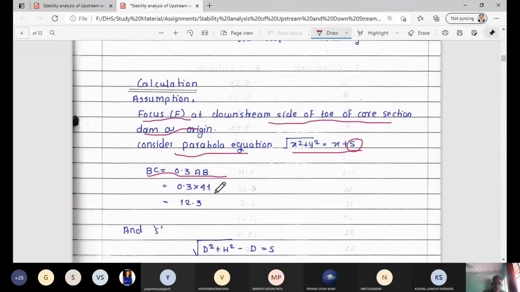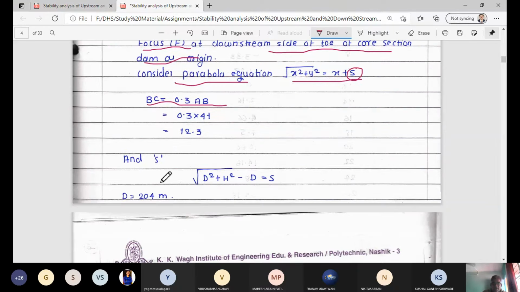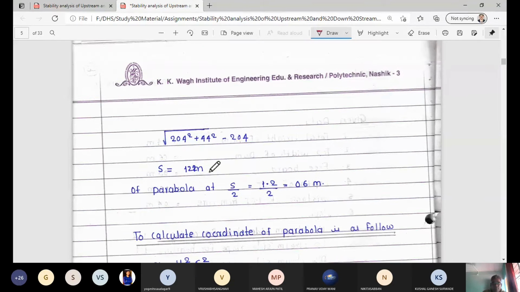So length is given 41, that means 12.3. This is the upstream side. Length of AB is given. It's a horizontal projection actually, sloping projection of this sloping side, and you calculate this 12.3 meter. Also find out the s value by using this equation. Square root of d square plus h square minus d is equal to s. d is equal to 204 meter, and according to that you have to find out the focal distance, that is s, which is now equal to 12 meter.